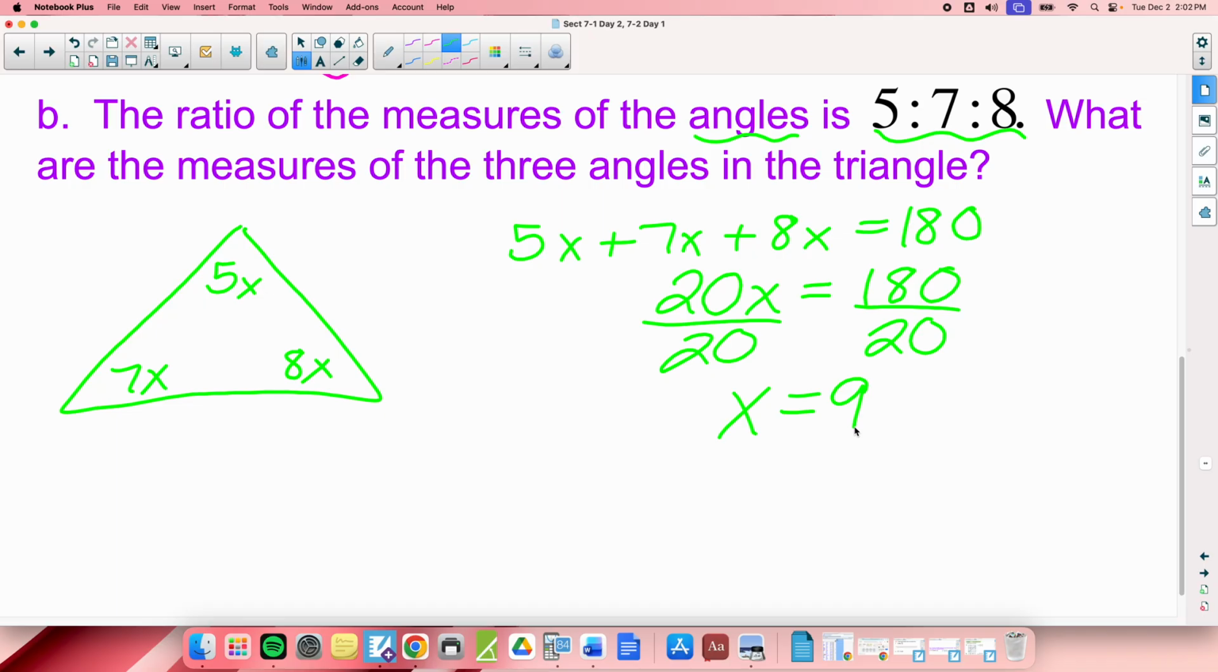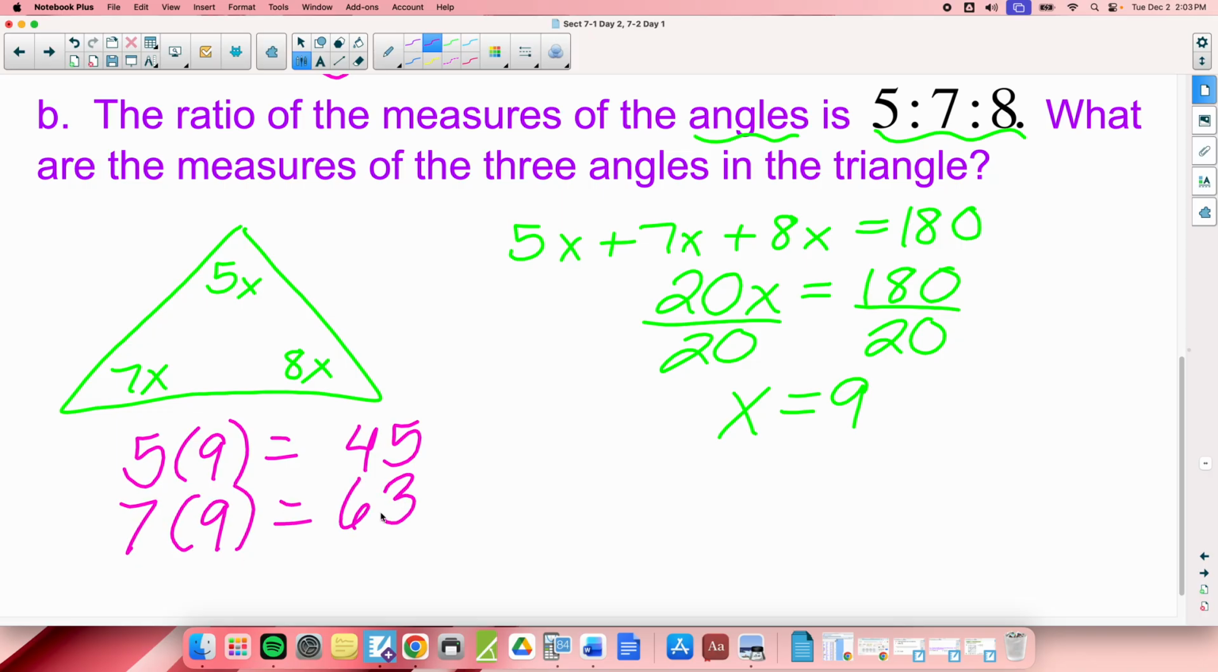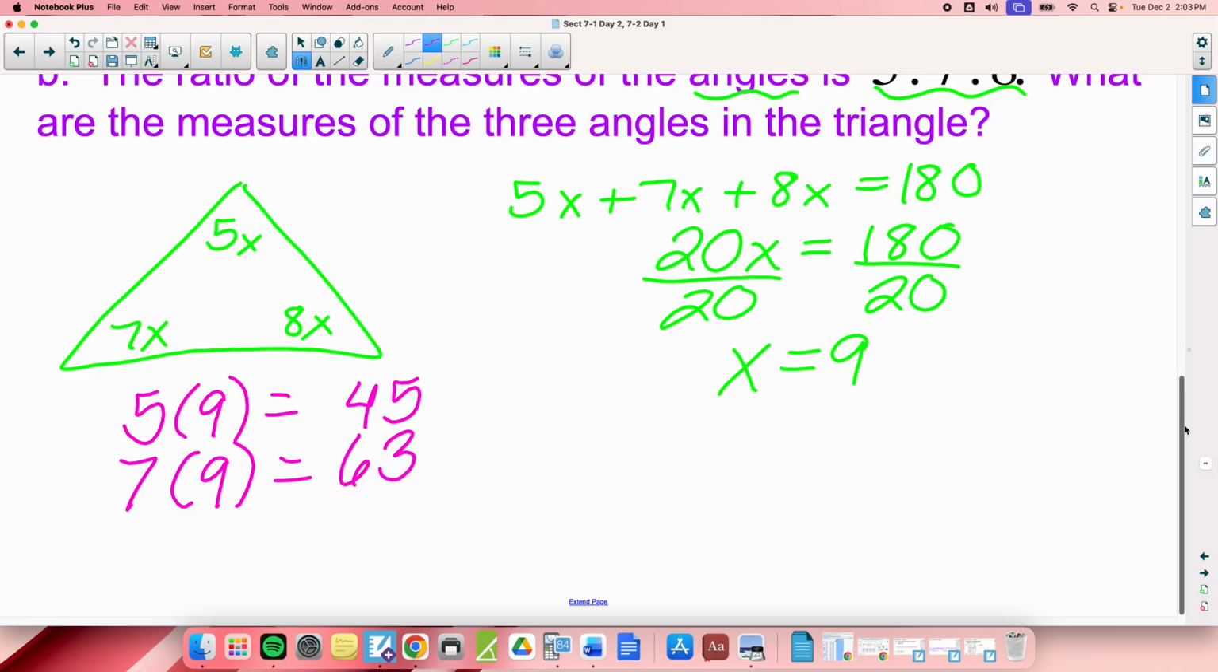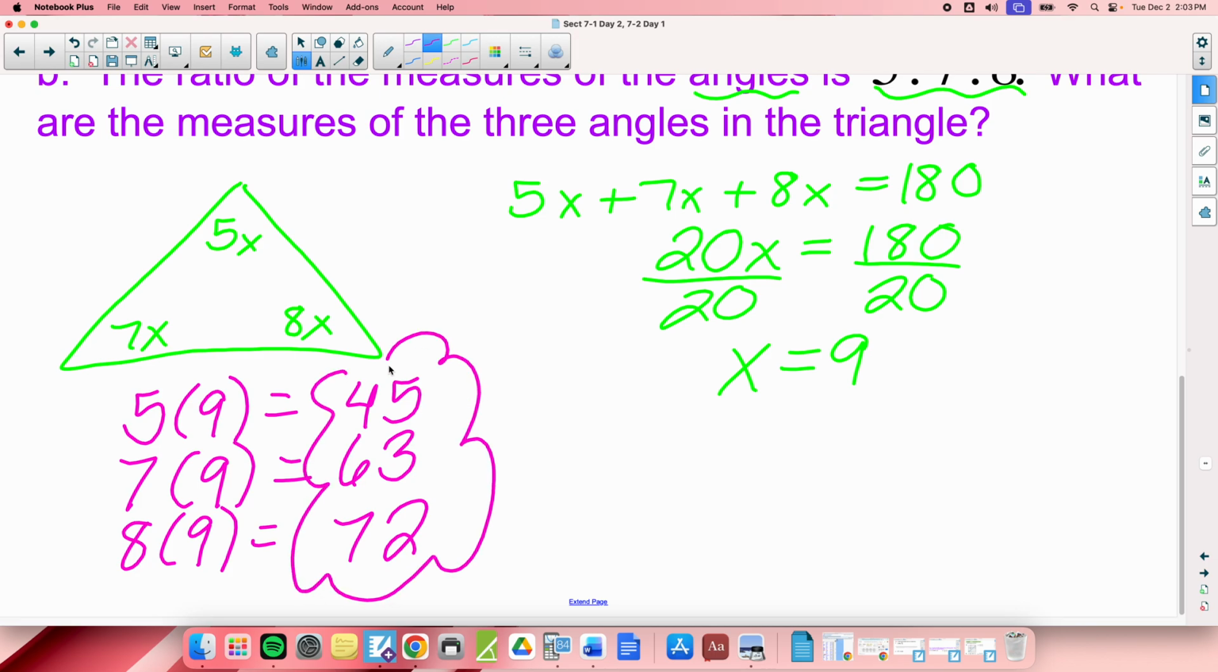And then what we're gonna do is put 9 into each of these. So if you went 5 times 9, that is 45. If you went 7 times 9, that is 63. And if you go 8 times 9, that is 72. Okay? And those are the 3 answers for that one.